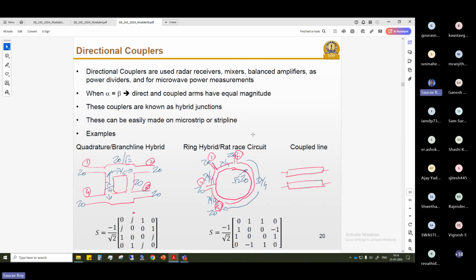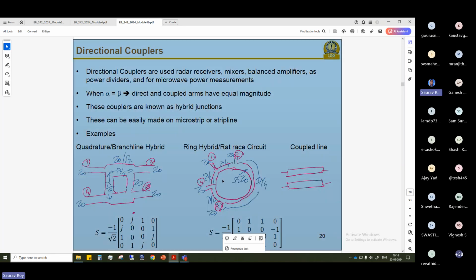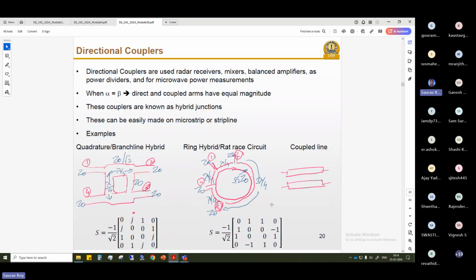And then we have a ring coupler or rat race coupler, which is also a very important circuit. And another is the coupled line coupler. That is also excellent. Basically, the quadrature and rat race are very widely used in all microwave circuitry. They are very plain and useful, and you can easily fabricate them on microstrip line.